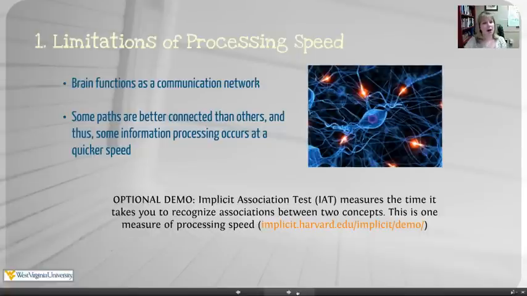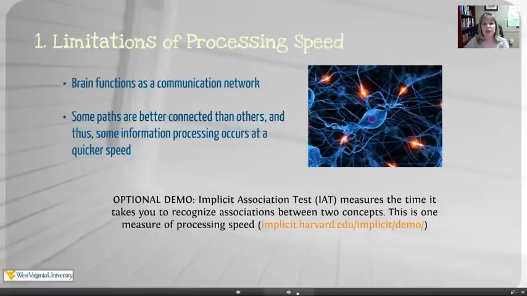But the thing is, some of the paths between the neurons are better connected than others. There are various reasons for that. Sometimes we've just built up stronger paths, and the communication can speed across more quickly. So we find that some things can be processed a little bit quicker than others, but again, this also has to do with limited capacity.